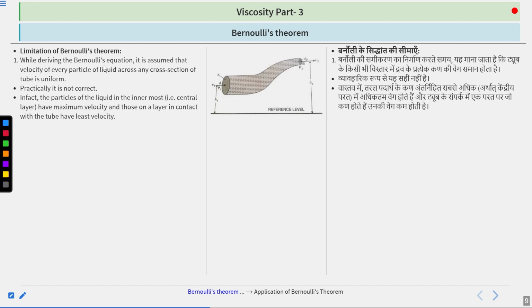Here in Bernoulli's equation, what we are assuming is that the velocity of every particle of liquid across any cross section is uniform. Practically, what we have seen is that the central layer has a maximum velocity and the layers in contact with the tube have the least velocity. Therefore, we should take the mean velocity of the liquid. We couldn't depend on that.